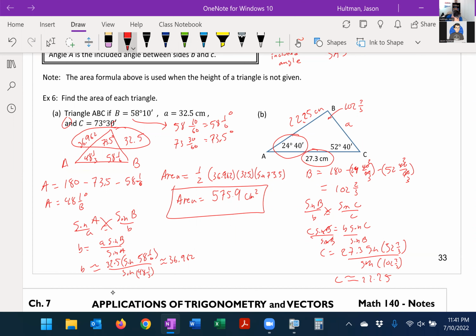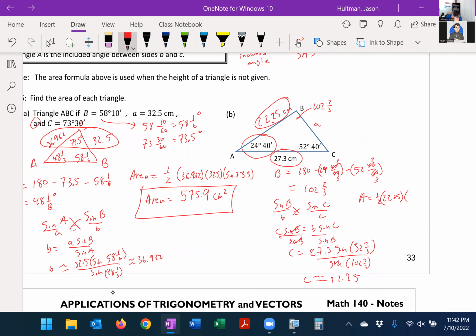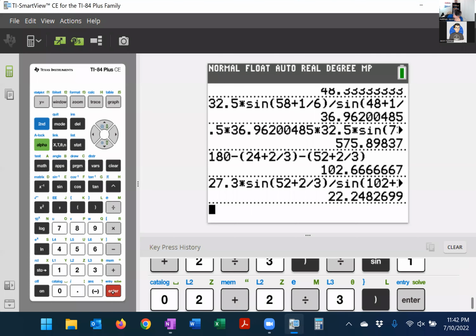Okay, so now I want to find the area. Well, the area is just 1/2 of the two sides and the included angle, the two sides being 22.25 times 27.3 times the sine of the included angle, which is the 24 and 40 minutes, or 24 and 2/3, not 0.40, it's 40/60ths, 24 and 2/3. Okay, so let's multiply that out.